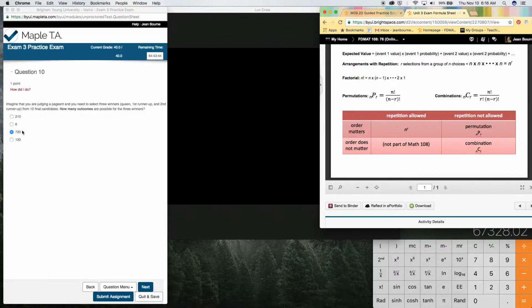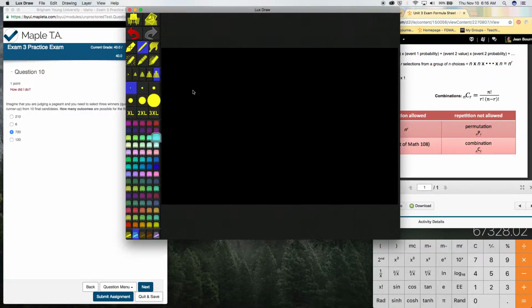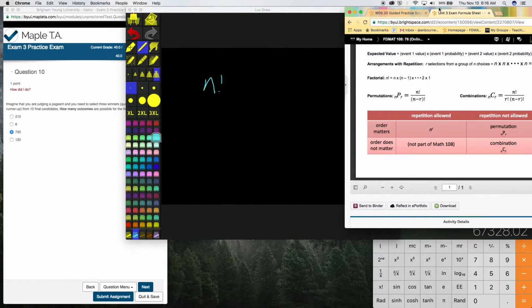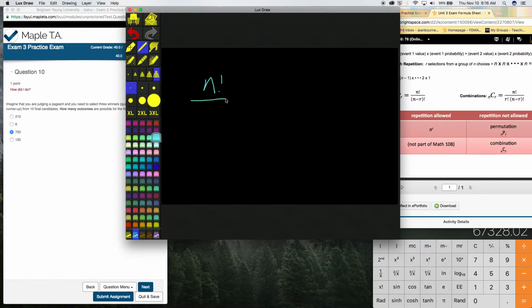And then, does order matter? Yes, it does. It really matters to the girl who's the queen or not the queen, right? And then the first runner-up, second runner-up. So order matters. So we're going to use this permutation formula here.